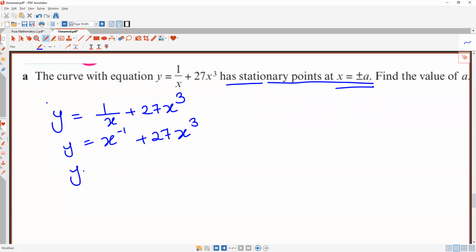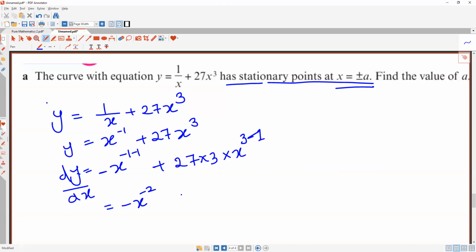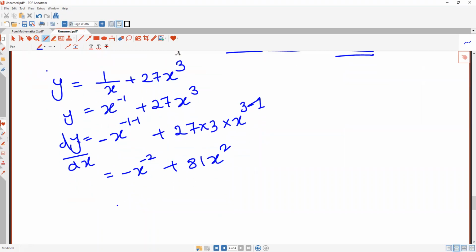Okay, so y is equal to... now dy by dx equals x raised to minus 1 again, minus 1, plus 27 into 3 into x raised to 3 minus 1. So it's going to be minus x raised to minus 2 plus 27 into 3, that is 81 x square. Okay, now how do you write this? Minus 1 by x square plus 81 x square.